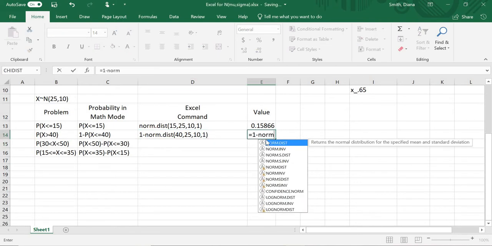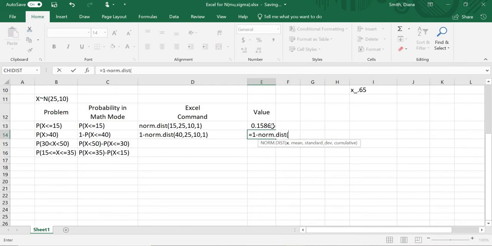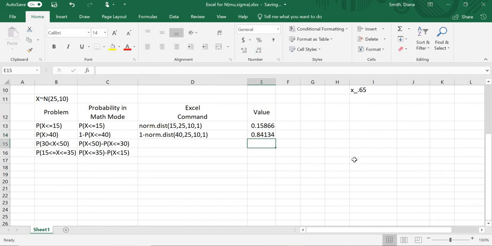And again, I'll do it over here with the equal sign so that we get a value. And don't forget, this will always tell you what it is you need to plug in. So as soon as I hit that open parenthesis, this pops up, and I know that my first one is x, and then my next one is the mean, then the standard deviation, and then the cumulative, which is the 1. Okay. So we get 0.84, so a good chunk of the values are greater than 40.